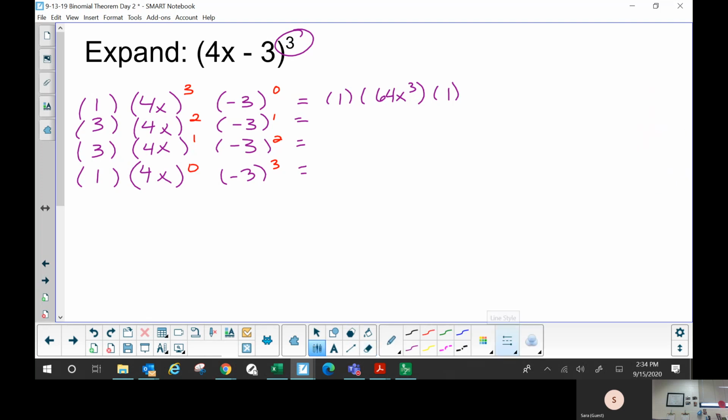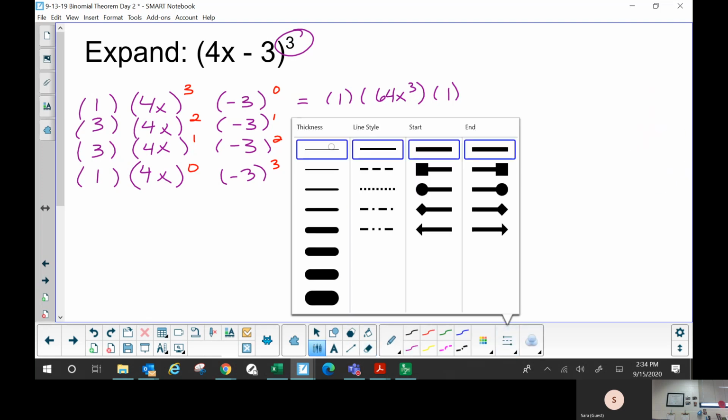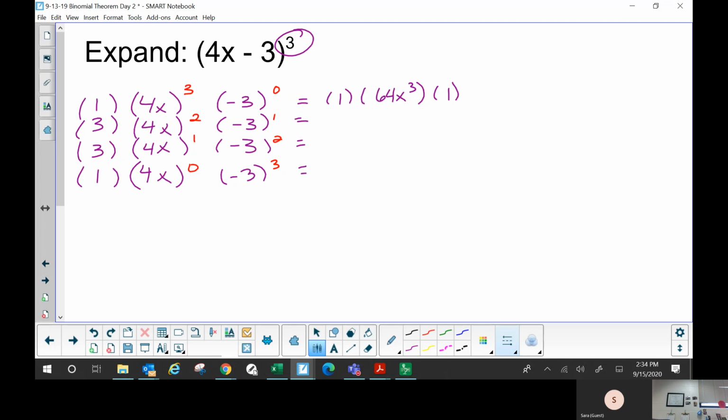All right, so let's go to purple. Okay, so the next we have 3. What is 4 squared? 16, and then we have x squared, so that's 16x squared altogether. And then -3 to the 1 power is just -3. Then you have 3, and then 4x to the 1st power is just 4x.